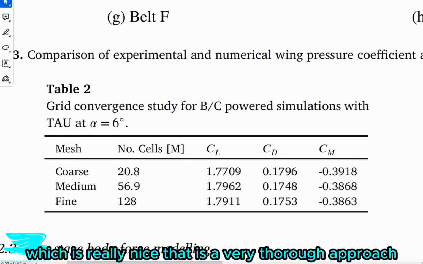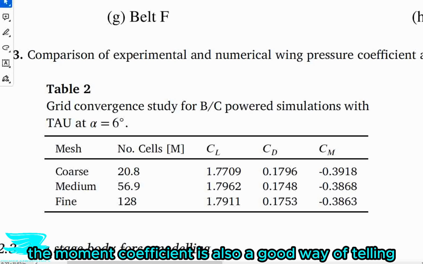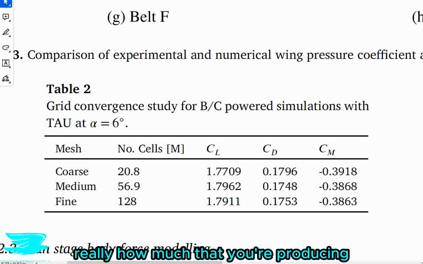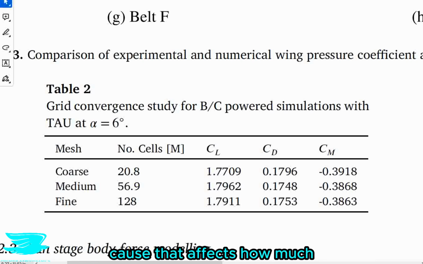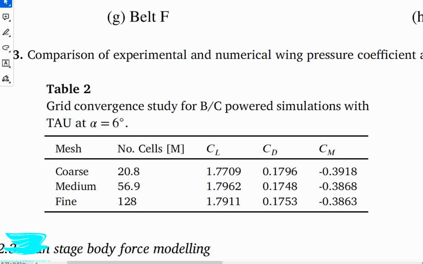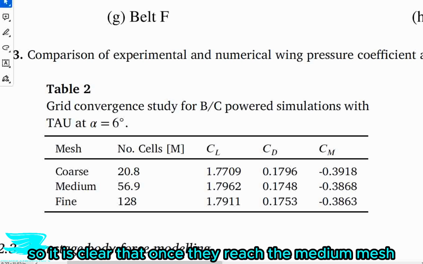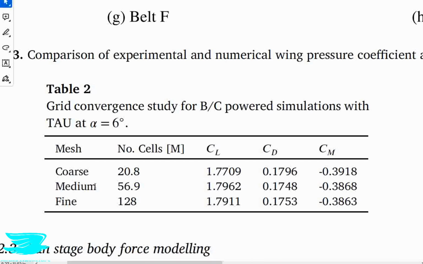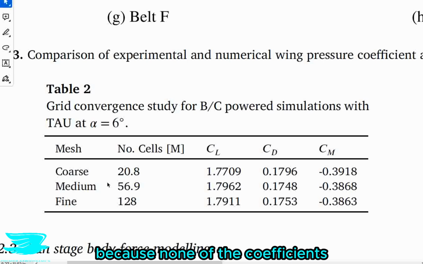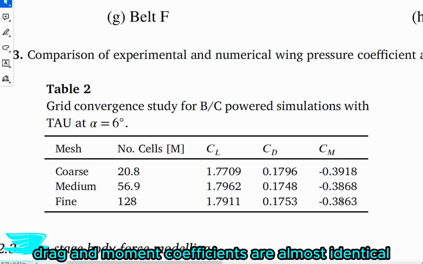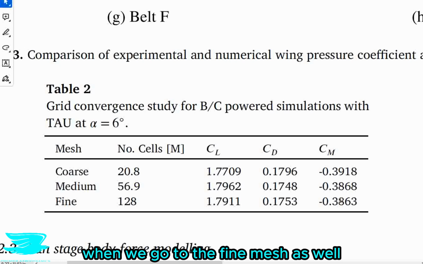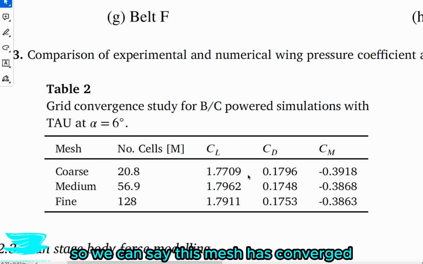That is a very thorough approach. So the moment coefficient is also a good way of telling really how much lift you're producing and drag you're producing across the airplane, because that affects how much the airplane wants to pitch. So it is clear that once they reached the medium mesh, that mesh had converged, because none of the coefficients above this medium mesh changed more than 0.3%. So you can see the lift, drag, and moment coefficients are almost identical when we go to the fine mesh as well. So we can say that this mesh has converged.